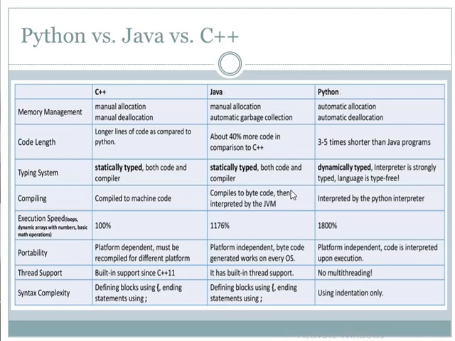C++ supports built-in thread concept. In Java, it has built-in thread support. In Python, there is no multi-threading concept. The syntax complexity of C++ is defining blocks using curly brackets and ending statements using semicolon. In Java, also defining blocks using curly brackets and ending statements using semicolon. In Python, it uses indentation only.